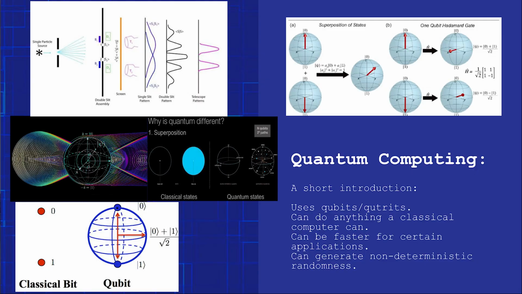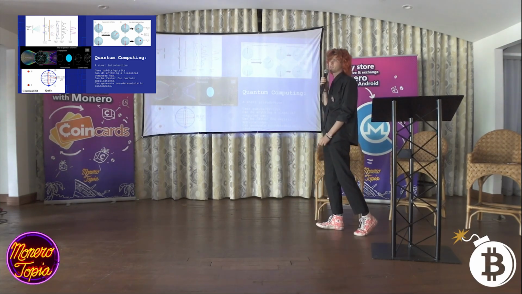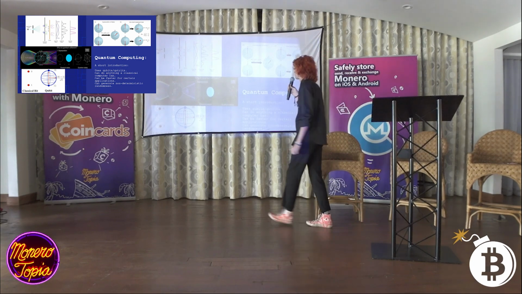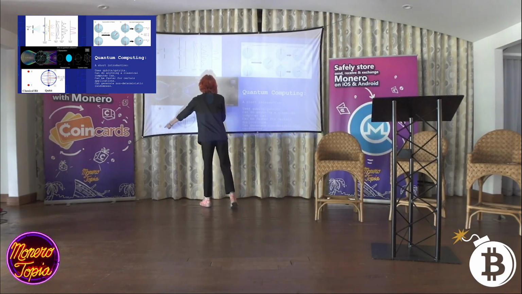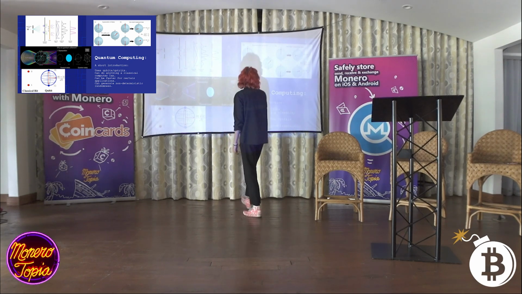Okay, so quantum computing. Up here is a wave function. You have basically a particle beam, and then you have slits, and then you have either observed or not observed. The difference between classical computing and quantum computing is, of course, that you have classical bits, which can be either 0 or 1, and then you have qubits, which can be in a superposition of multiple states.